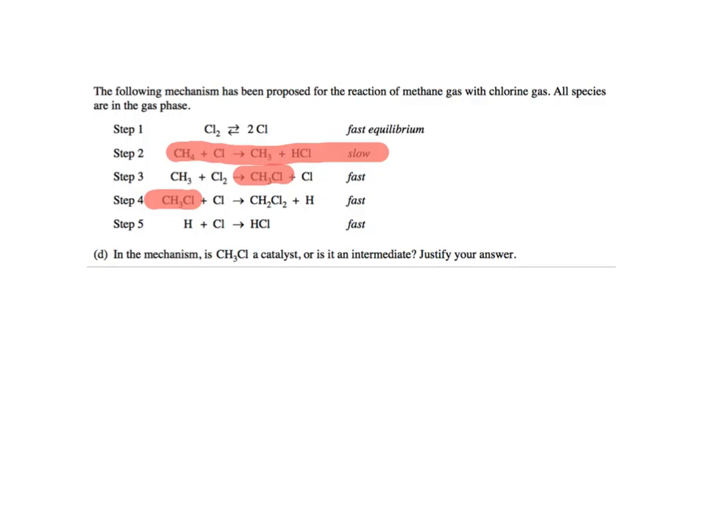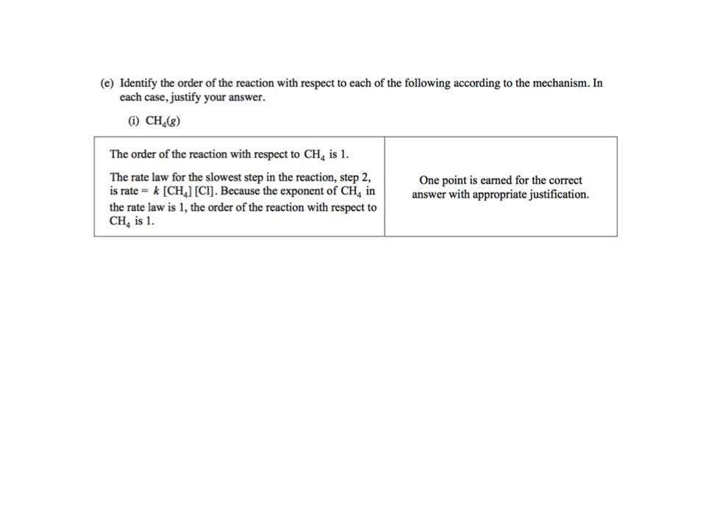Let me use a different color. So we would have to substitute an expression using the fast equilibrium in order to have reactants that are actually part of the reaction as written. So that's what we have here. So the slow step was the one involving CH4, and here's what I was talking about just a second ago. So there we have the rate. The problem is we have to make this substitution for Cl.